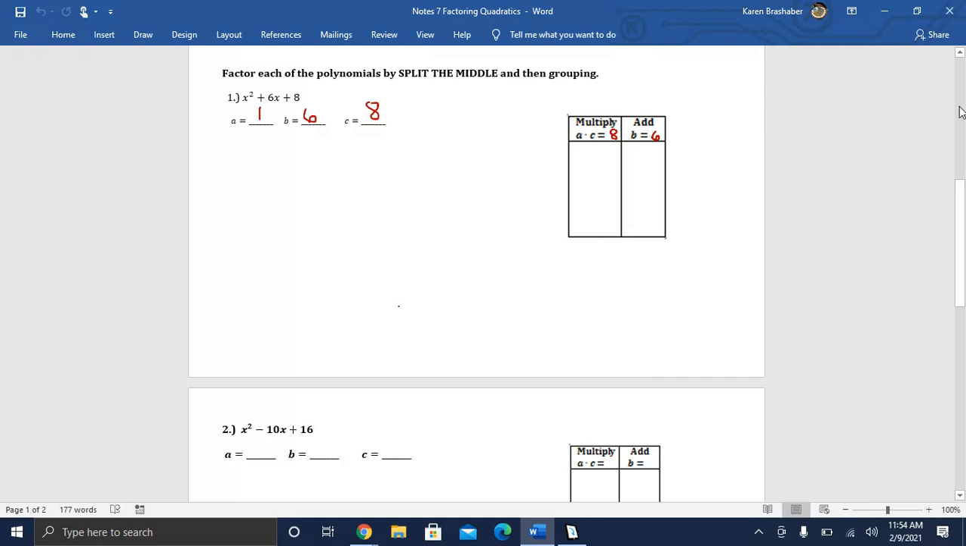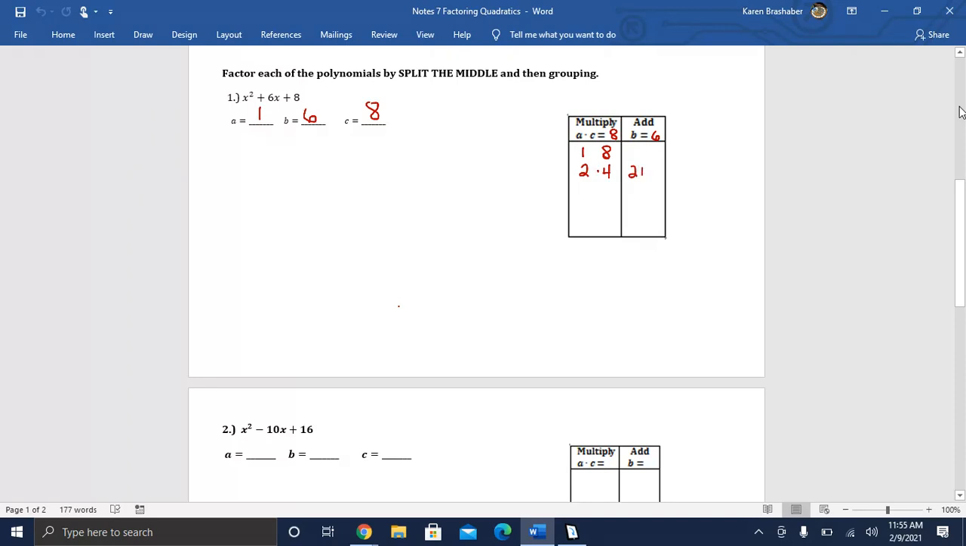So if you are not really good with your multiplication facts, you can still work your way through this. Just start thinking of the factors of 8, and you can start with 1. So 1 times what would give you 8? And that would be 8. 1 times 8 gives you 8. But that will not add up to 6. So then we try 2. 2 times what would give you 8? That would be 4. 2 times 4 gives me 8.